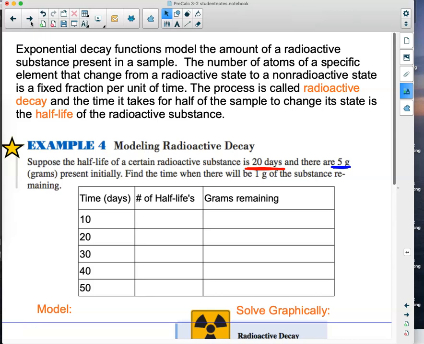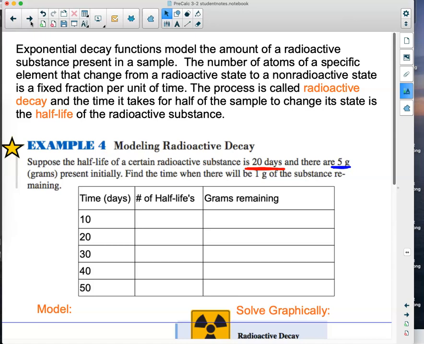Find the time when there will be 1 gram of the substance remaining. Well, here's the first problem. This isn't happening every day, or every month, or every year. It's happening every 20 days. So what we have to do is figure out how the time interval is going to work here.